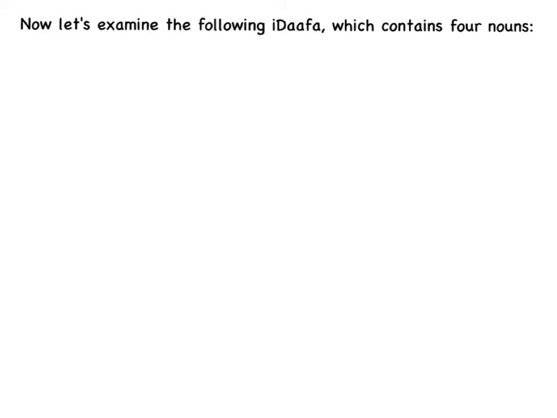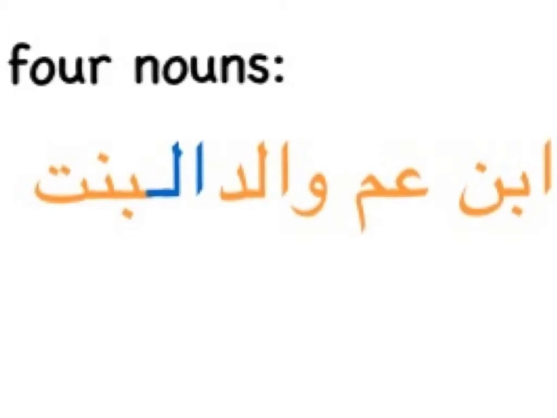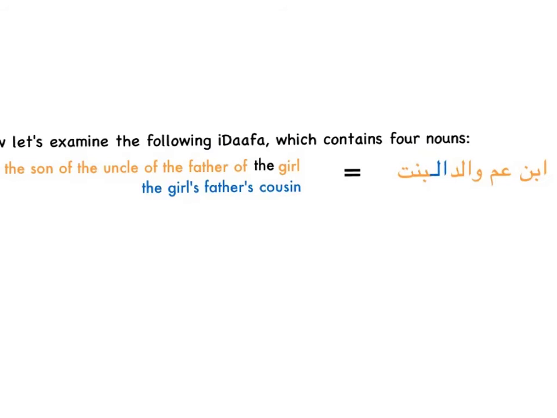Now let's examine the following إضافة, which contains four nouns. ابن عم والد البنت. Four nouns, as promised. Which means the son of the uncle of the father of the girl. Or simply put, the girl's father's cousin.